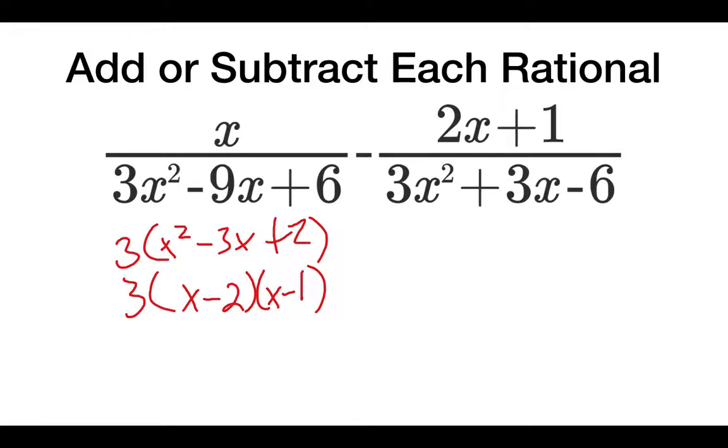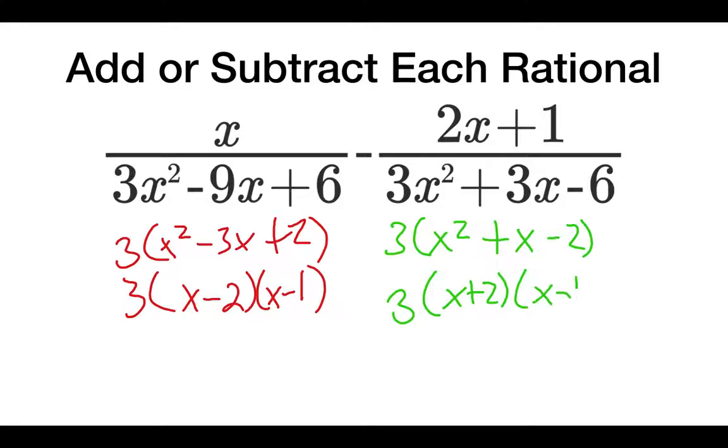Now, let's try another one. So this, once again, we have a common denominator, in this case, of 3. So this becomes 3 times x squared plus x minus 2, meaning 3 times x plus 2 times x minus 1.